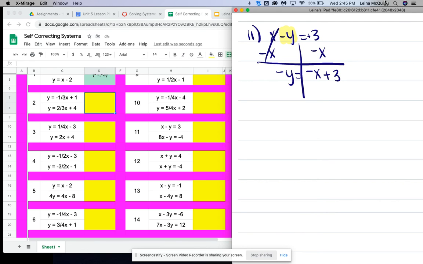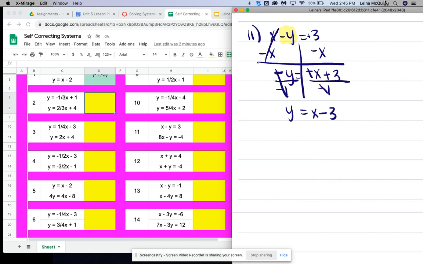This is a positive 3. That's why I have plus 3. Okay, the sign goes with the number behind it, so that negative sign goes with the x. All right, y is still not by itself. I need to divide by -1. So -1 divided by -1 is just y. Negative divided by negative is just x. Positive 3 divided by -1 is -3. So this is my first equation.